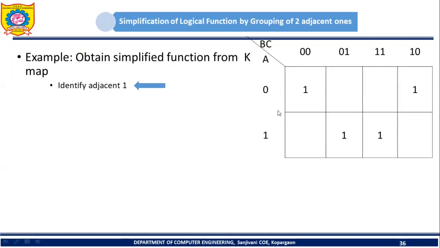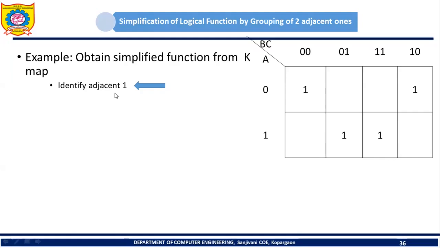Now let's try to apply this knowledge to this particular K-map. Here we have to identify adjacent one. Can I say that this one and this one are adjacent? Yes, these two ones are adjacent. We have seen that two horizontal successive one are adjacent to one another. So we can make group of these two one. Then what about this one and this one? Can I say that they are adjacent? Yes, we have seen that the cell present in first column of the K-map and the opposite cell present in last column of the K-map are also adjacent to one another. So group of these two one is also possible here.